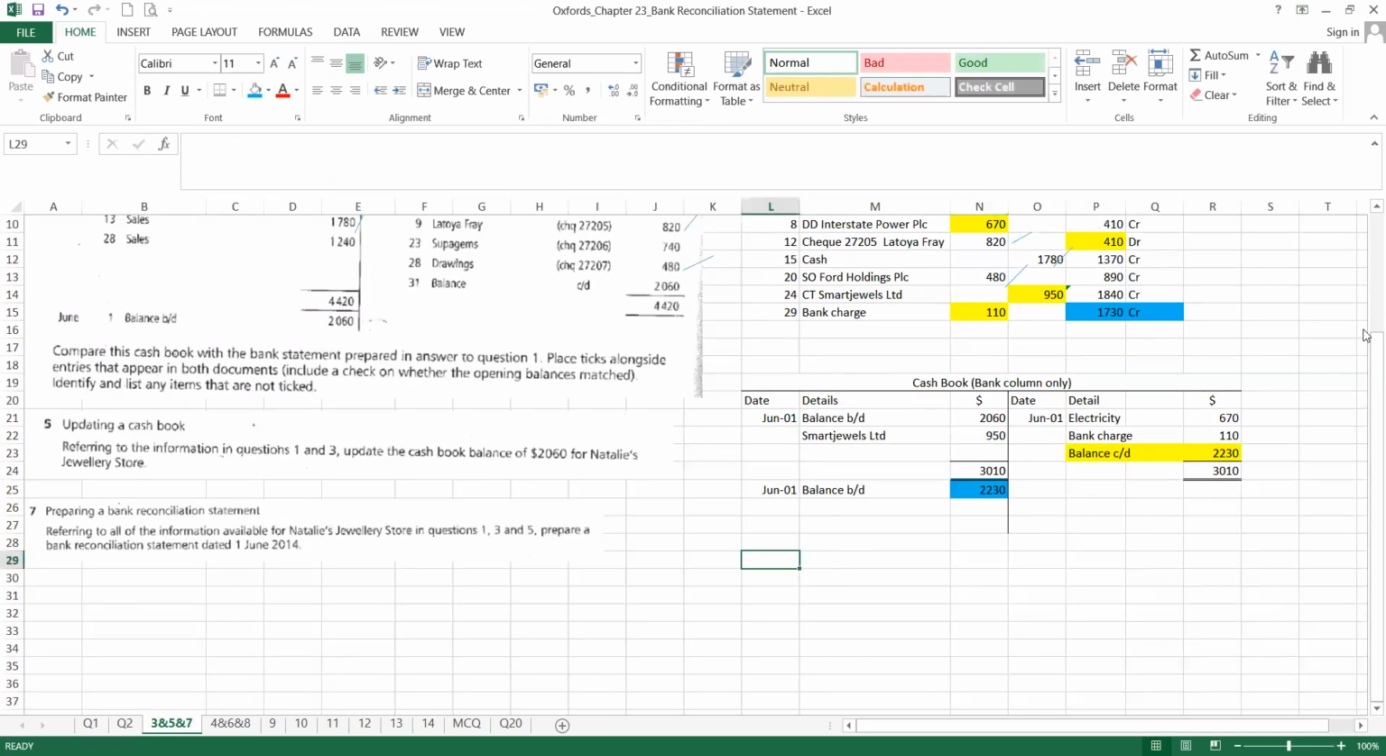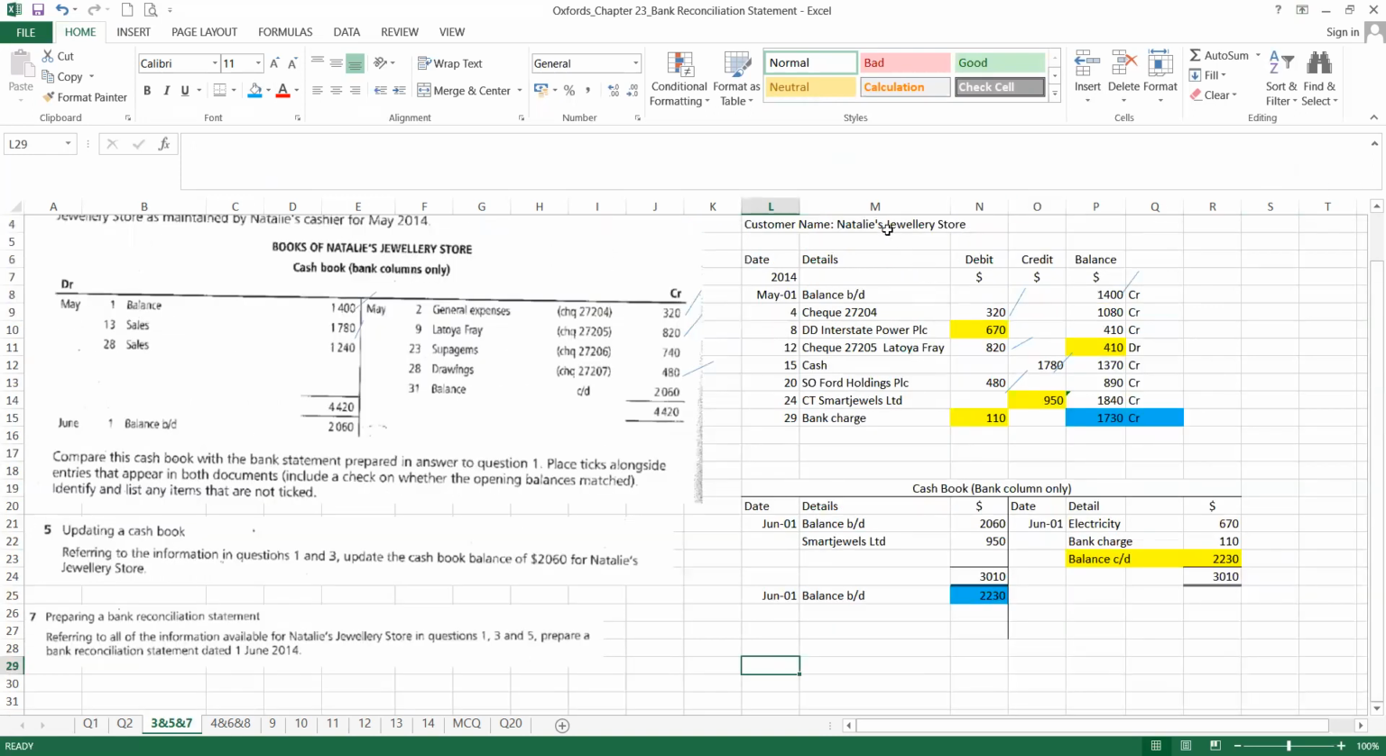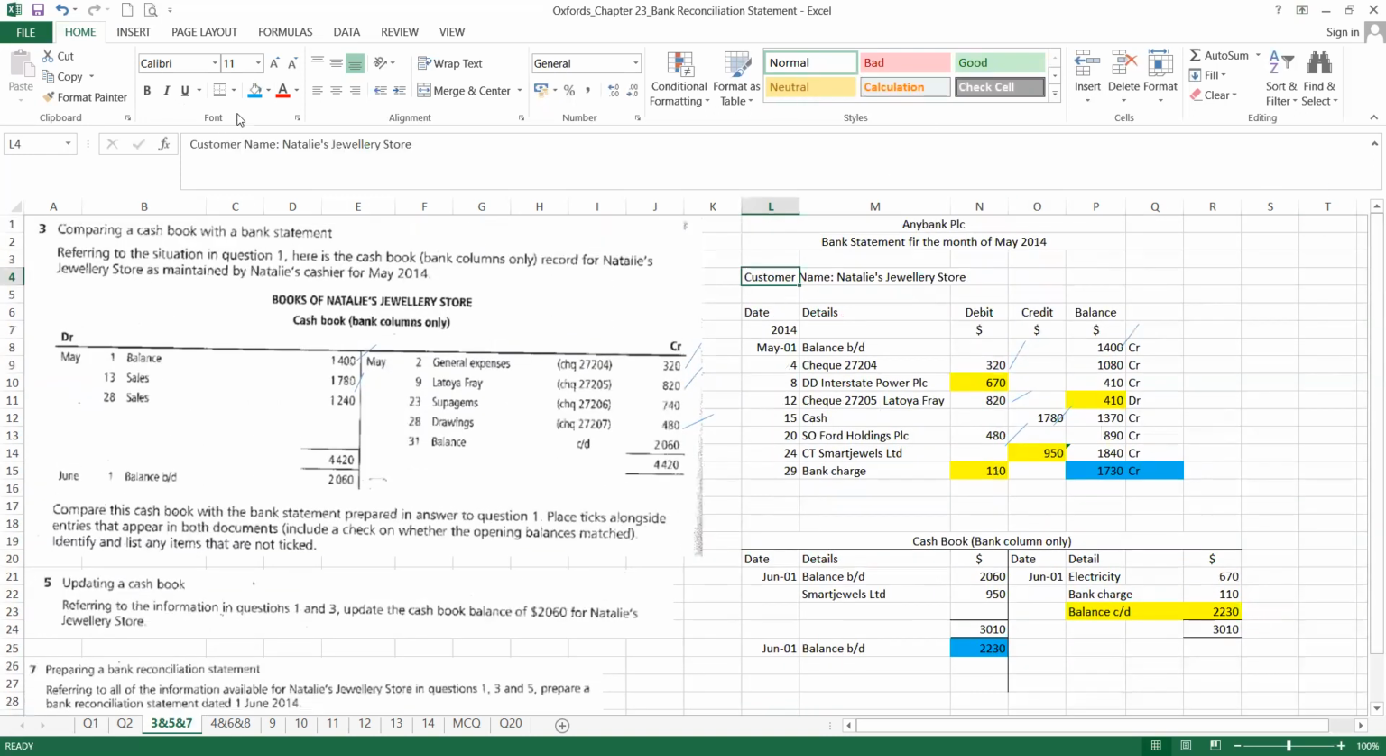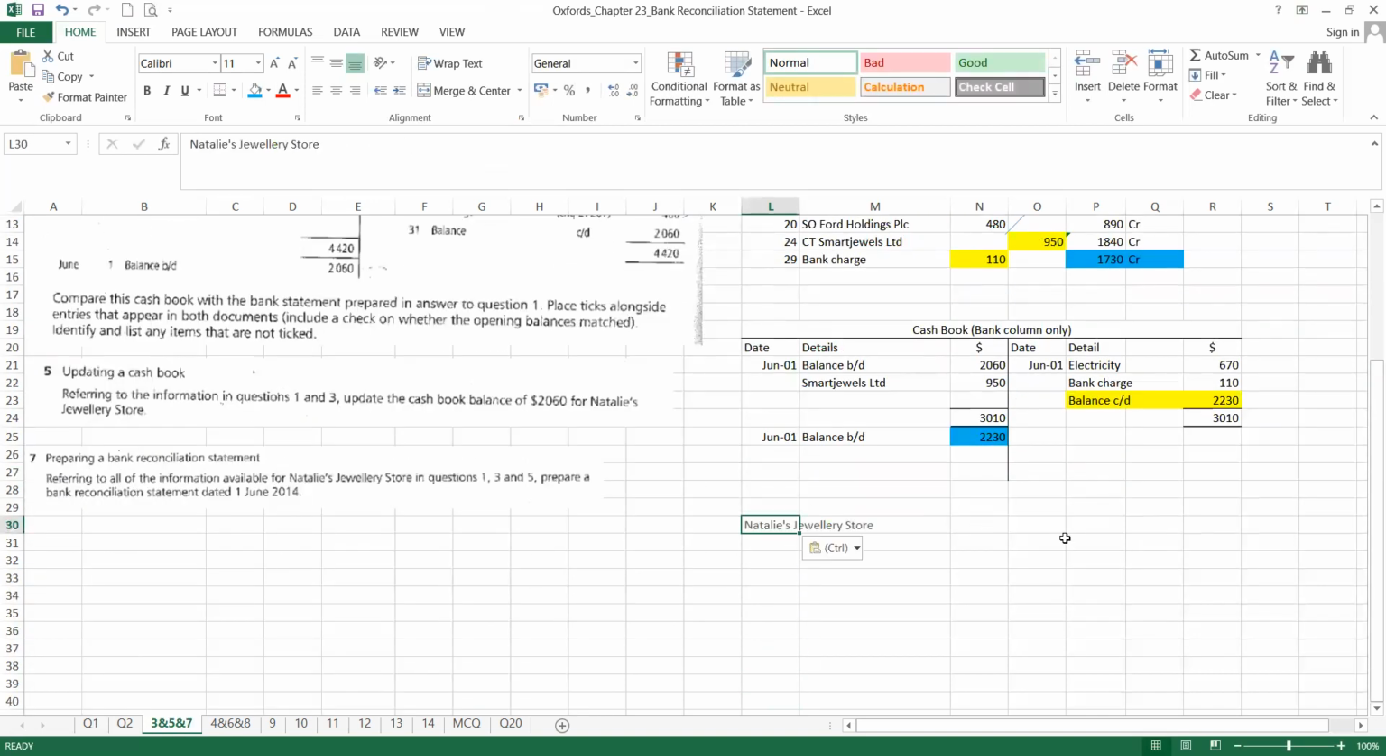Let me put in the company name. Bank reconciliation statement at 1st June 2014. Just check the question in the exam to see what date they ask you to prepare it for. Depending on the question, you change the date.